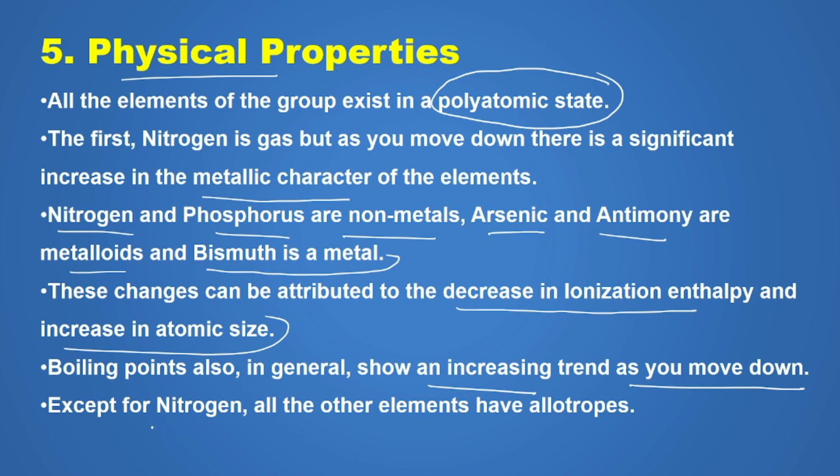Except for nitrogen, all other elements in group 15, phosphorus, arsenic, antimony and bismuth, have allotropes. Nitrogen is a gas. All other elements in group 15 have allotropes.